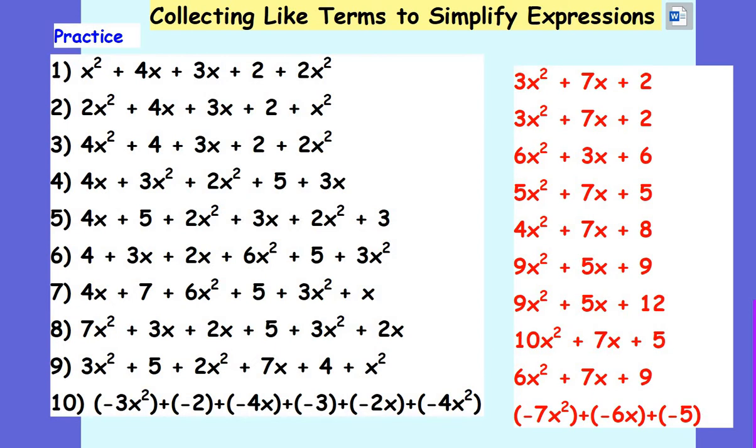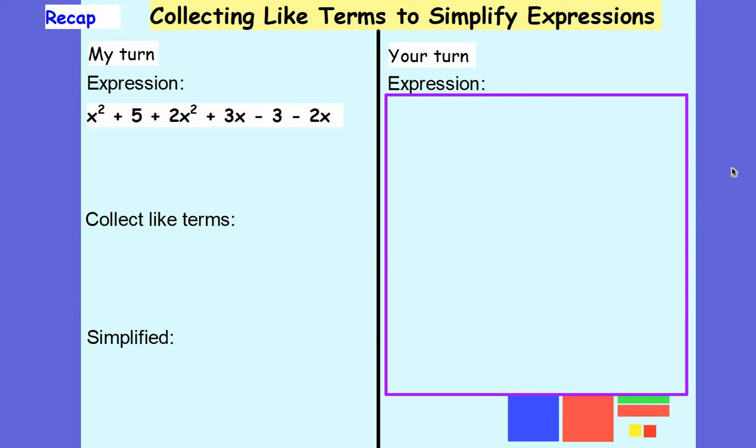Let's look at a more complicated example. We're going to add in negatives. So I'm going to start off. I've got x squared plus 5 plus 2x squared plus 3x, take away 3, take away 2x. Now how can I write subtract 3 as addition of the additive inverse? Olivia, what does that mean? You're absolutely spot on, Olivia. That just means that instead of subtract 3, I can write that as addition of negative 3. And it means the same thing.